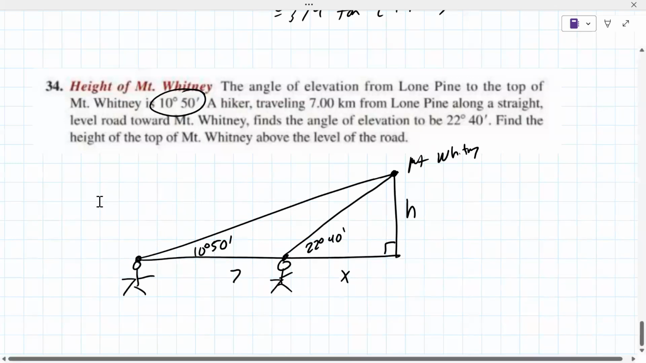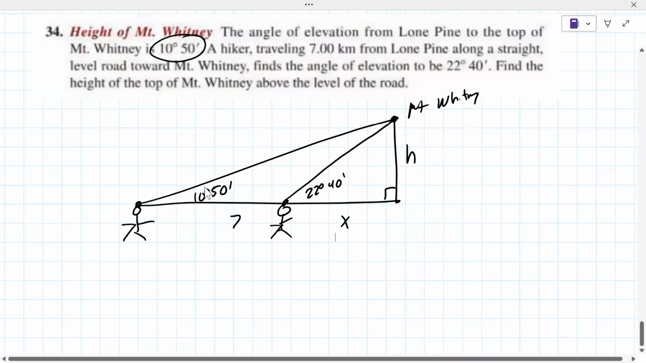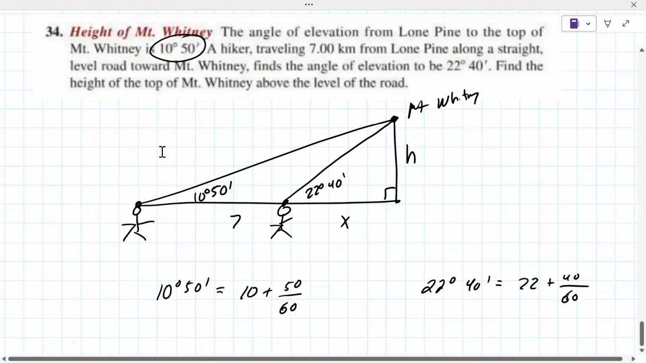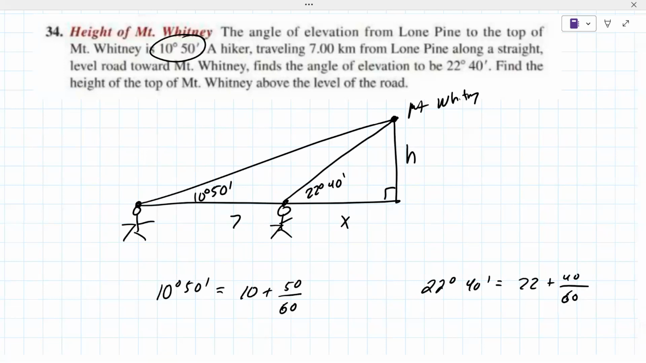Now, quickly, do you remember how to convert the 50 minutes to a degree? You divide it by 60. Same thing with the 22 degrees and 40 minutes. It's 22 plus 40 divided by 60. All right. So if you want, you can work that out. It's exactly the same. If you do enough of these, you'll find the pattern for how to do it, but you still have to show your work. So just be careful that you don't do that. All right.